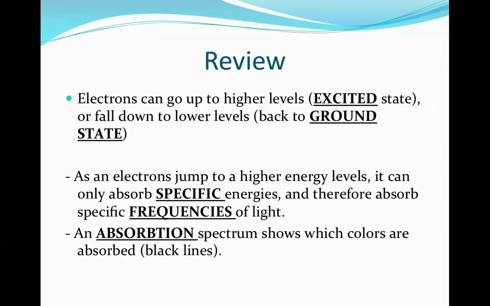Now, just again to quickly review, if electrons go up to a higher energy level, the excited state, they're going to absorb very specific energies and therefore absorb specific frequencies of light. When this occurs, an absorption spectrum is produced. And you can see there by the black lines, those are the wavelengths that get absorbed during this transition.